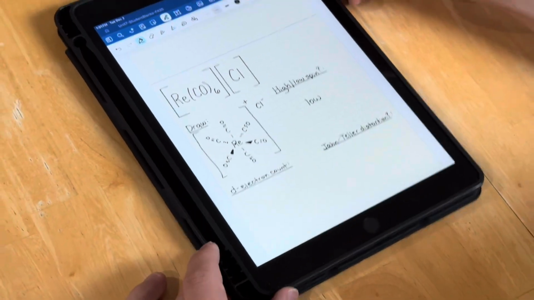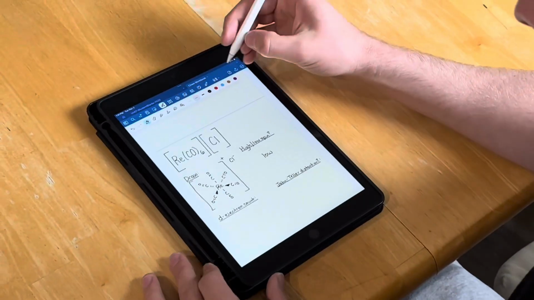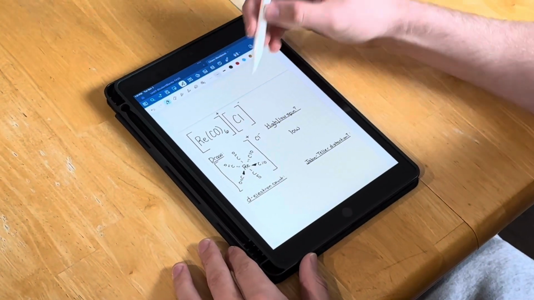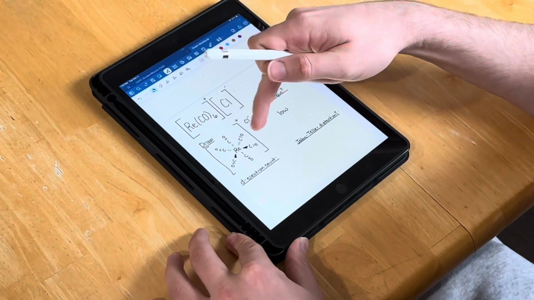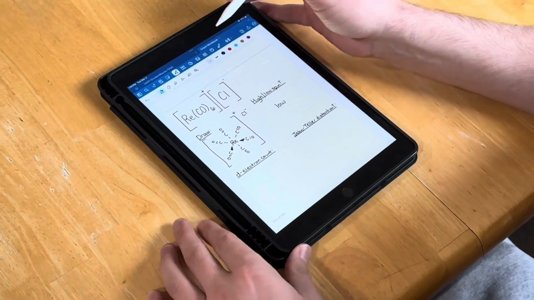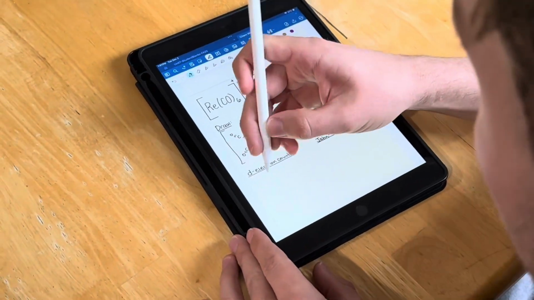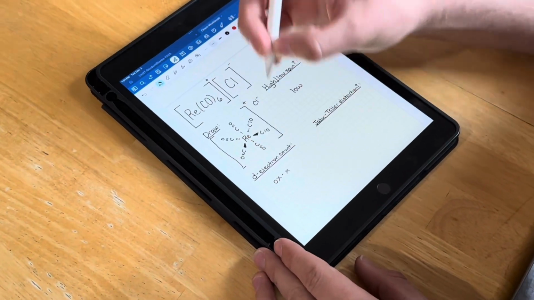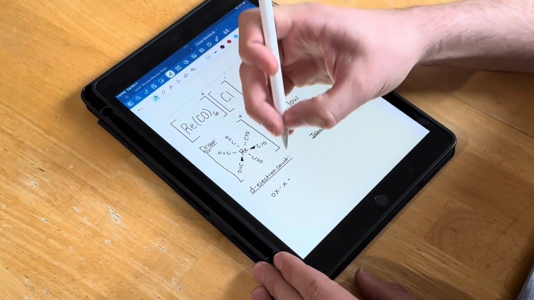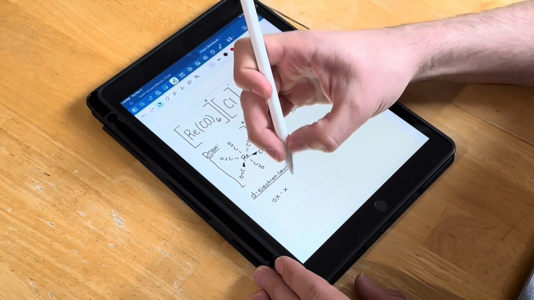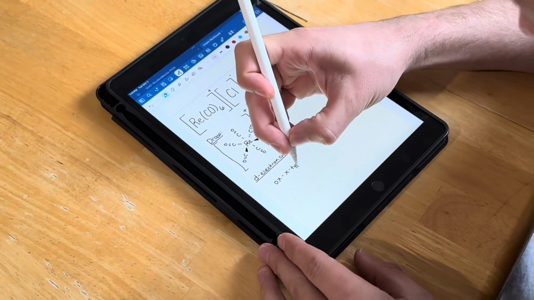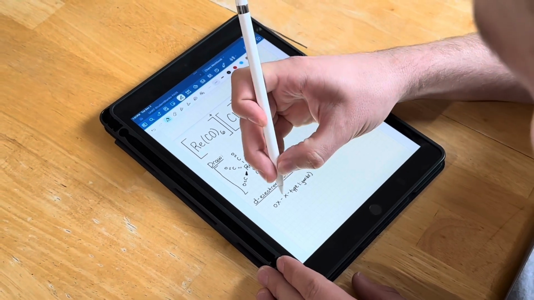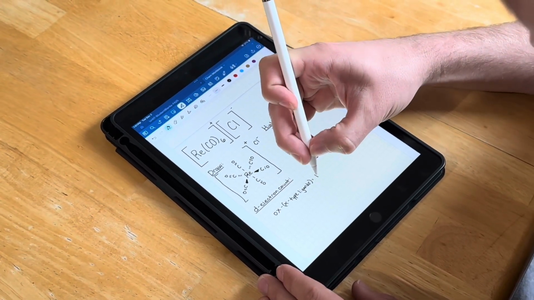For the d electron count, this is a little trickier. Here we know that this is going to have a +1 charge and this is going to have a negative charge. Because of this, we know that the formula is going to be oxidation state minus X-type ligands equals D count.